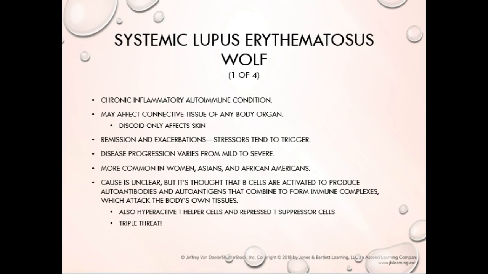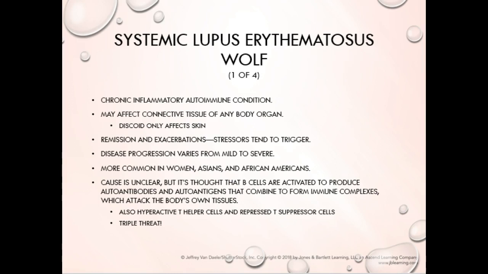So this is a chronic inflammatory autoimmune condition. Now, this is systemic as opposed to discoid, which only affects the skin. So there are two different types. But people, I think, will also use discoid to describe the skin rashes in systemic lupus. This remits and exacerbates according to stressors. This can be mild to severe, more common in women, Asians, and African Americans. Once again, the cause is unclear. This is going to be a broken record for this.